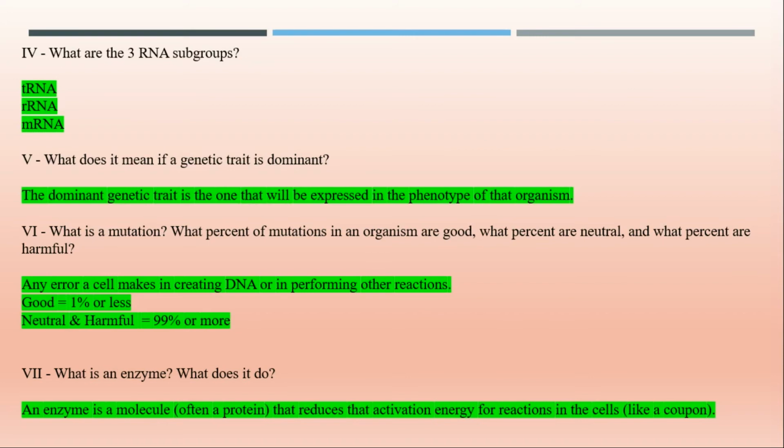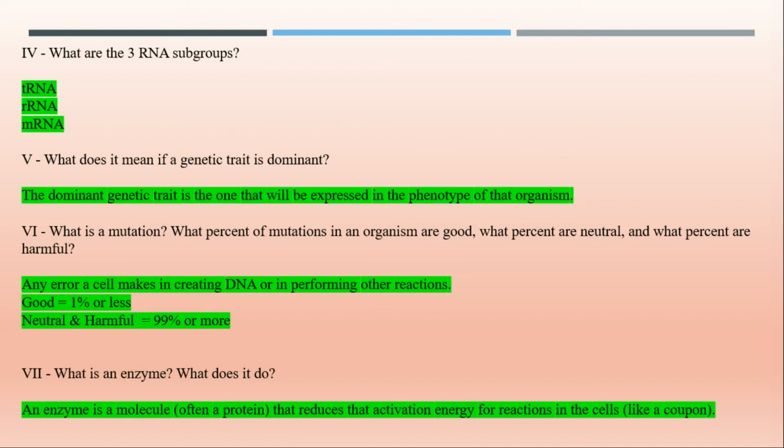When it comes to the dominance and the recessiveness of genetic traits, the dominant trait is the one that will be expressed in the phenotype of the organism. So even if you've got a trait for something, if it isn't dominant, it may not be expressed. An easy way to think about this is like blue eyes and brown eyes. Now, I might have one trait for each one. I might have a blue eye trait and a brown eye trait. But the blue eye trait is recessive and the brown eye trait is dominant. So even though I have one of each, the brown eye is going to dominate over the blue eye, and then the brown eye is going to be expressed in the phenotype.